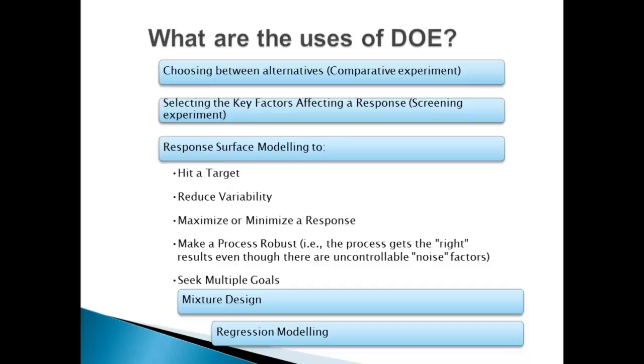To make a process robust, to seek a multiple goal, in that case, we need to design a response surface experiment. Some other time, we want to constrain a proportion. We want to mix ingredients in a particular proportion, constraining it to say 100% or 1. In that case, we need to design a mixture experiment.